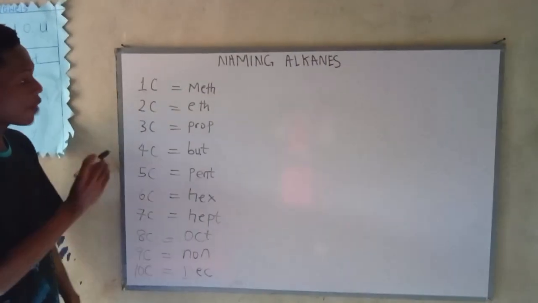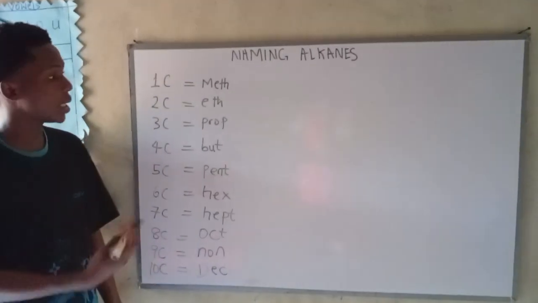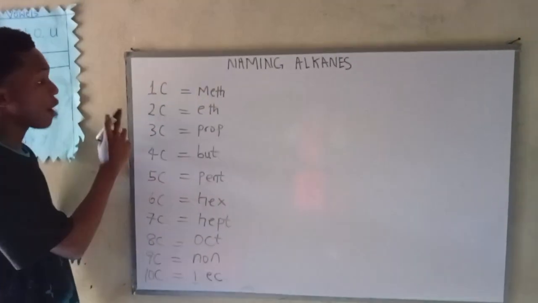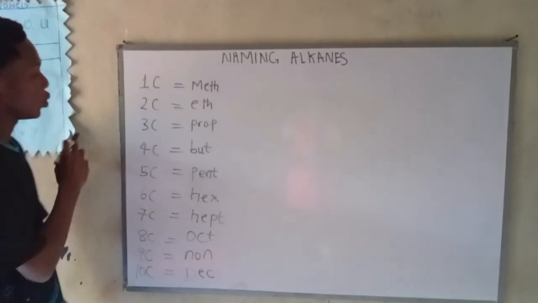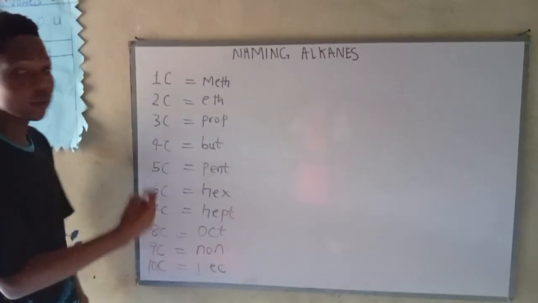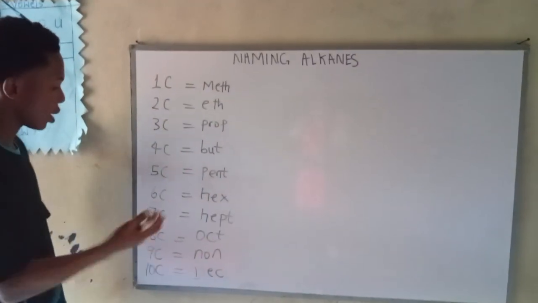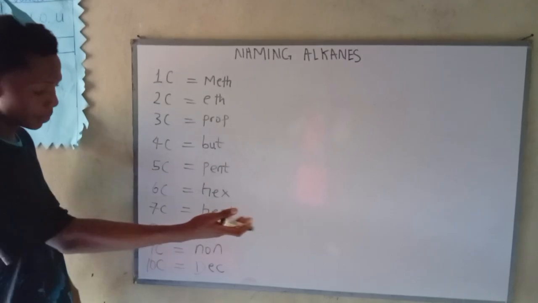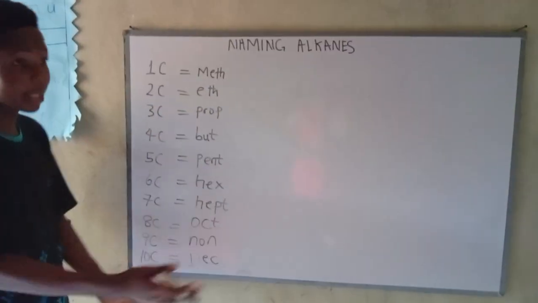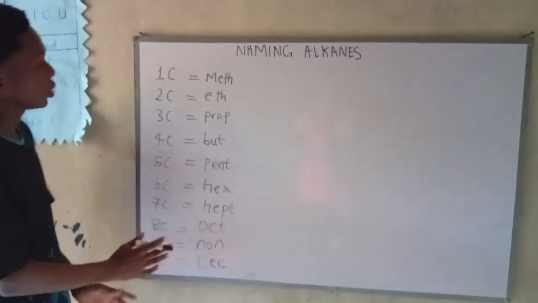Alright guys, now fast and quick. Look at this. This is the table we use in naming alkanes. If you have one carbon, we use meth. Two carbons, we use eth. Three carbons, we use prop. Four carbons, we use but. Five carbons, we use pent, like pentagon, right? Then six, hex, like hexagon, you get it. Then seven, hept. Eight, oct, like octagon, you get it. And nine, non, and then dec. So you get the whole point. I believe most of us are familiar with this, so you just have to know it.